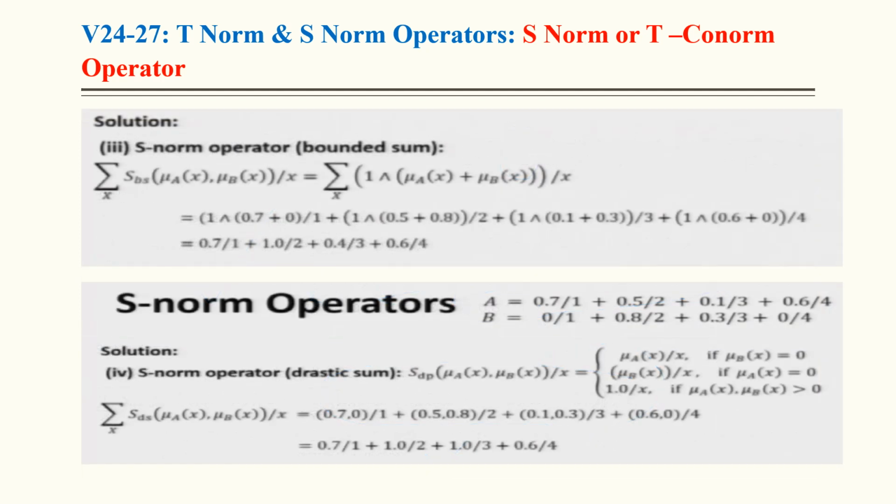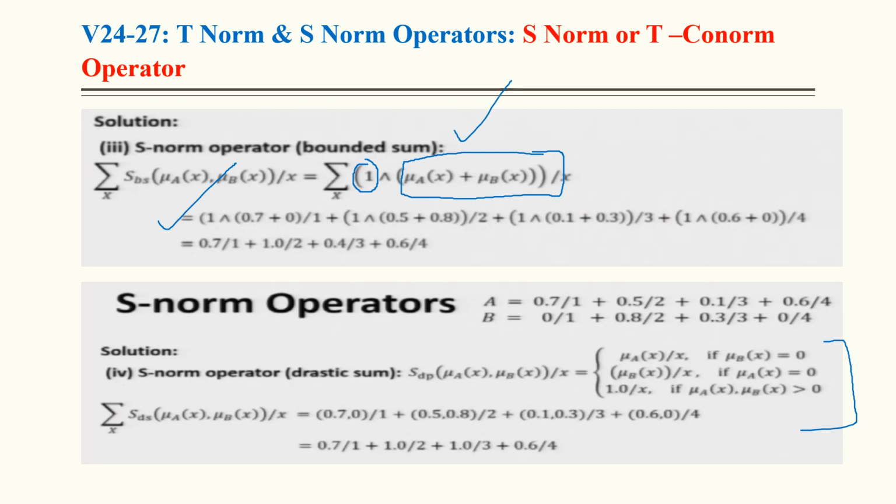In the same way, bounded sum: in the case of bounded sum, it is the minimum of 1 and mu A(x) plus mu B(x). Earlier it was the union and this. So we have to take care about this formula. S-norm or T-norm, minimum of 1 and mu A(x) plus mu B(x), right? Just apply that particular formula and we can get the answer. In this case 0.7, so we have to take care about this formula and we can evaluate 0.7, right?